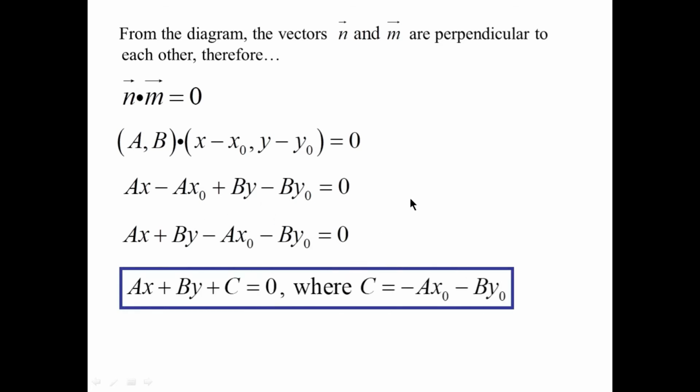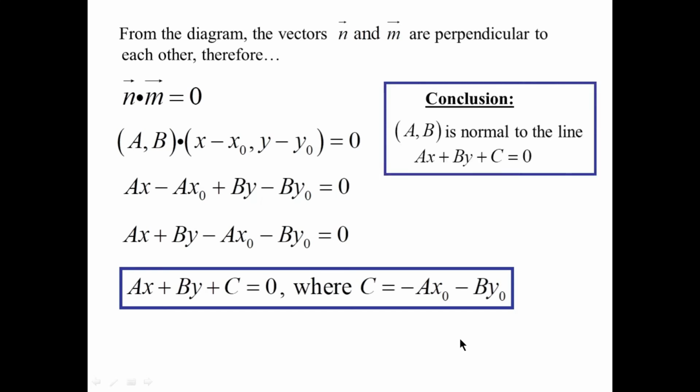Let's call that c. And so now we have ax plus by plus c equals 0, where c is this junk at the end. It's a couple of terms that we know what they are. How about that? We have ax plus by plus c equals 0. And we conclude from this that when we see this format, AB is normal. Because remember, this normal was AB. Here it is in the general equation. So AB is normal to this line, ax plus by plus c equals 0.